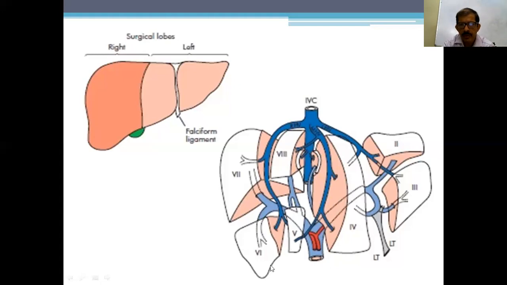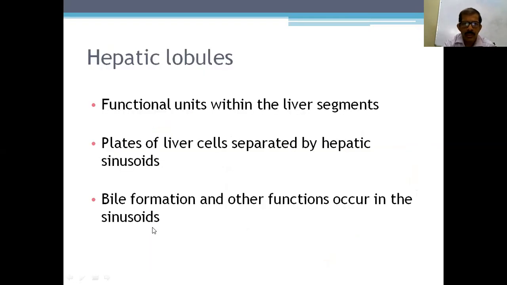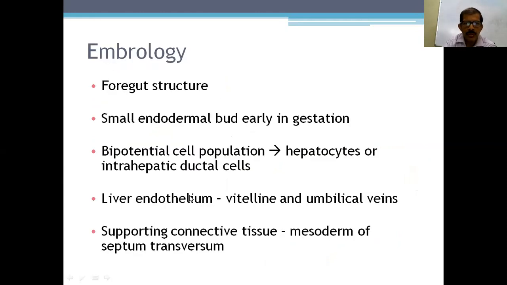These 3 are called the portal triad: hepatic artery, bile duct, and portal vein. They are called the portal triad. Okay. So this is the anatomy which we have to remember. Now, of course, this is not so important for you. Then, what is the development of liver?